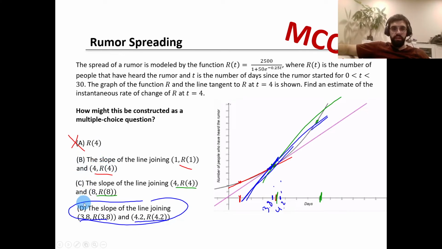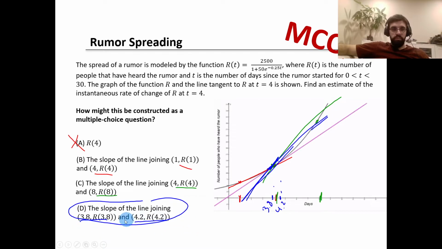So looking at B, C, and D, if I look at B, we're looking at t equals 1 to t equals 4. So we have a point below on the graph to t equals 4, and this line right here gives us an estimate of what that slope is going to be. If we look at C, C is looking at a slope of a line that joins 4 to 8 on the curve. R of 4 is here, R of 8 is up here, and so we get another line that doesn't quite give us a tangent, but it's an estimate. D is going to be the best choice.